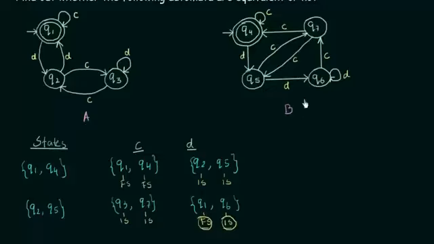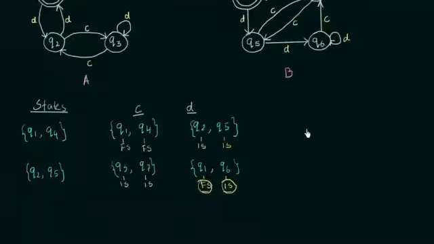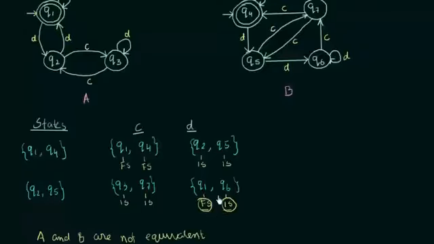Now there are more pairs of states that we could check, but you don't have to, because this condition already shows that they are not equivalent, and you can be sure and write that A and B are not equivalent. Whenever you get this kind of condition, you can be sure that the two given automata are not equivalent. So this is an example of two automata which are not equivalent, and we found that out using this procedure.